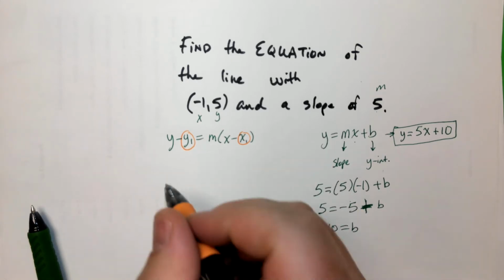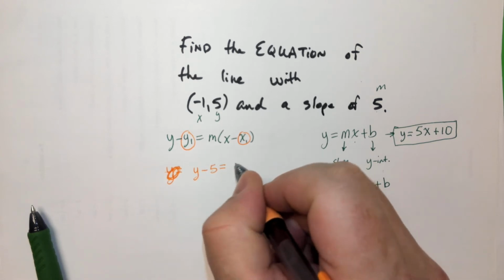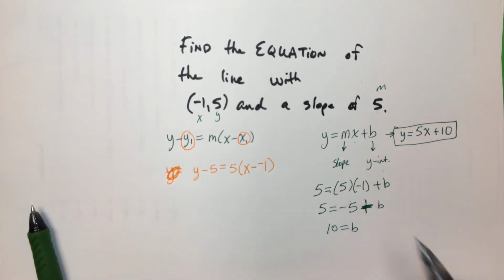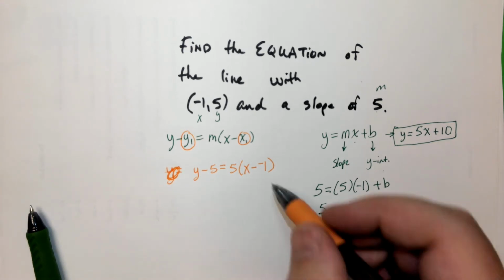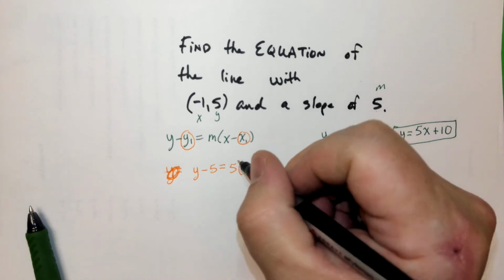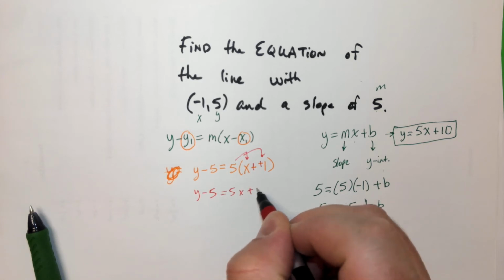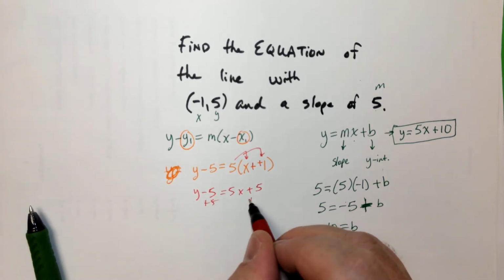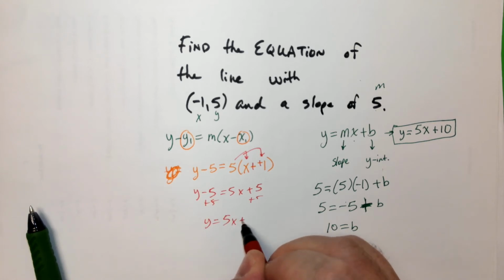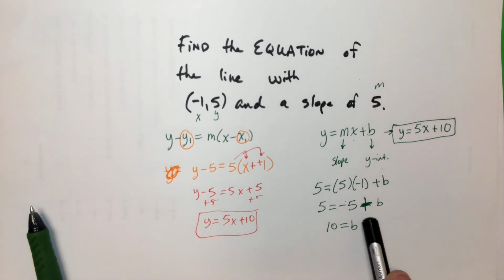Now m is 5 still, so y minus 5 equals 5 times x minus -1. And then, a couple things we have to take care of right here, right? This becomes plus because it's minus a negative, and then we also have to distribute. So y minus 5 equals 5x plus 5. Add 5 to both sides. Y equals 5x plus 10. Same answer either way. Doesn't matter to me. This one I believe is way easier, but it doesn't matter which way you do it.